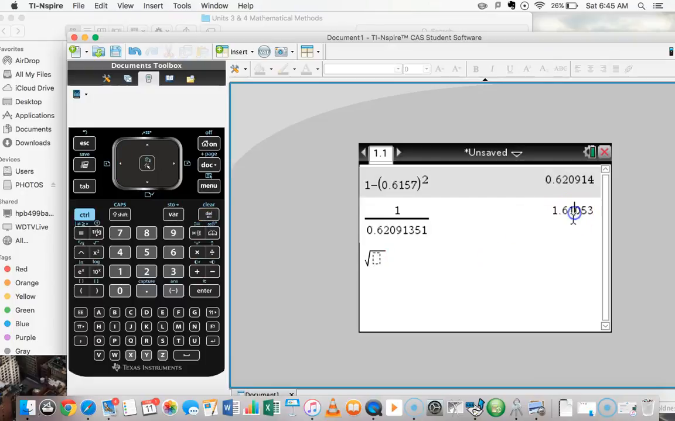Square root of that value minus 1. And we get that that's 0.7814.